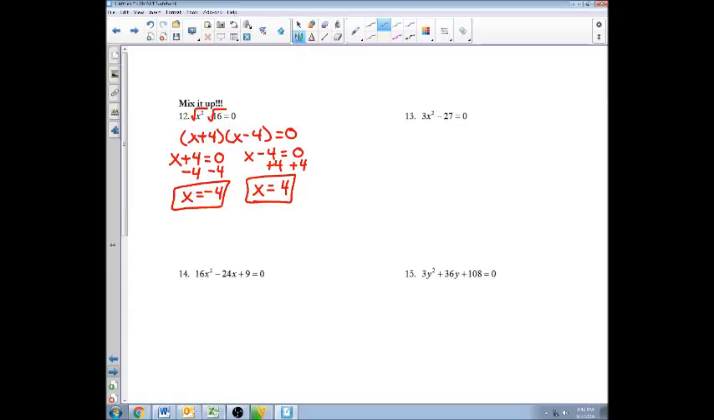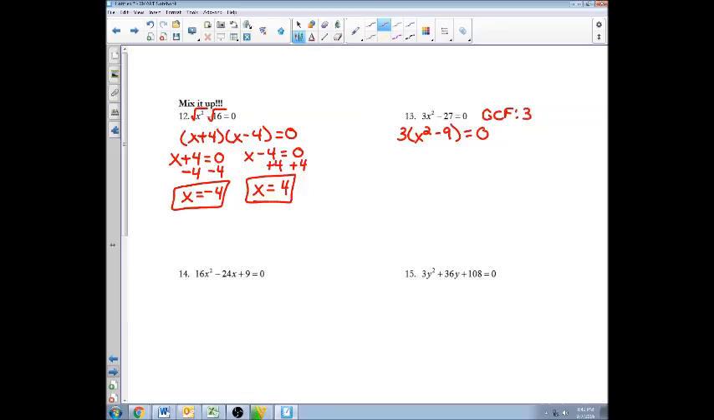The first step is to always look for a GCF. Well, 3 and 27 are both divisible by 3. So in this case, my GCF would be 3. If I pull a 3 out, I end up with x squared minus 9 is equal to 0. I do have a difference, so let's go ahead and check and see if I have the difference of two squares.